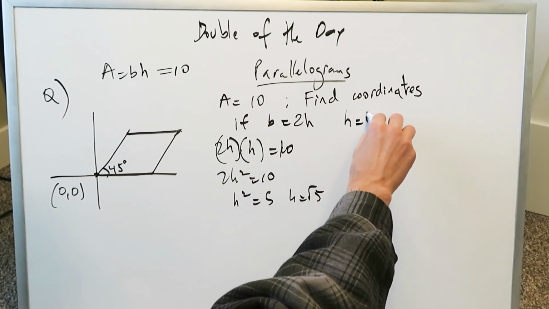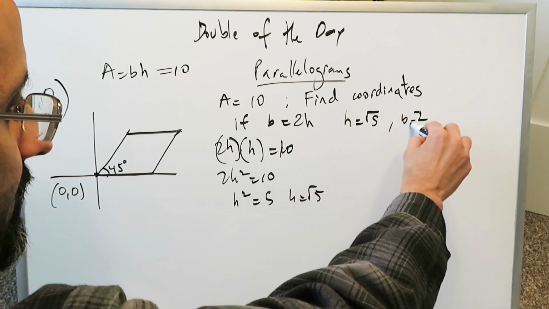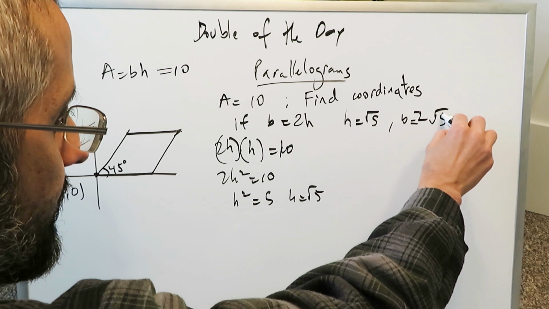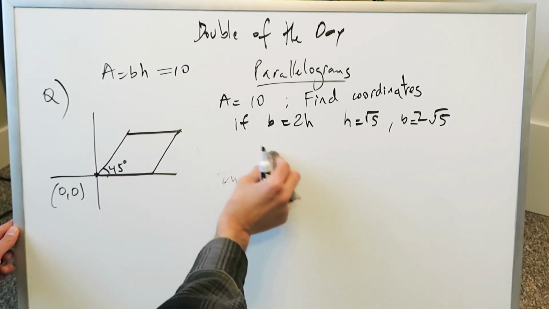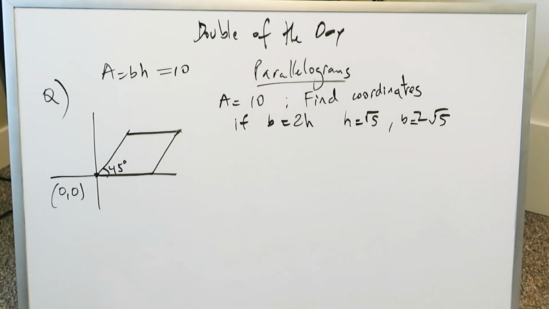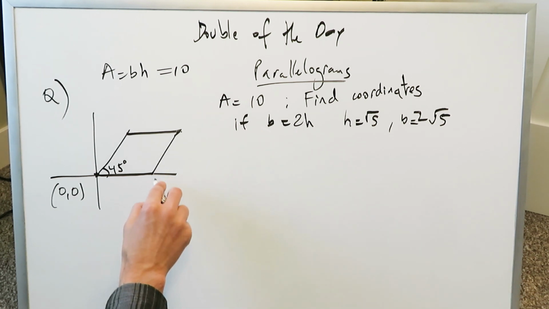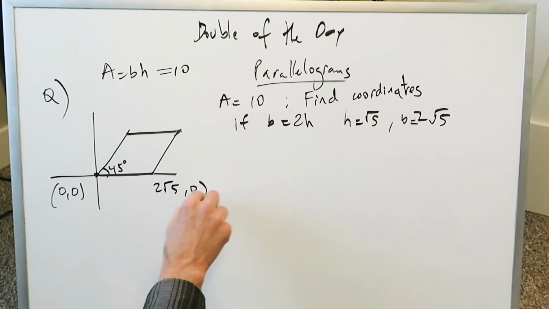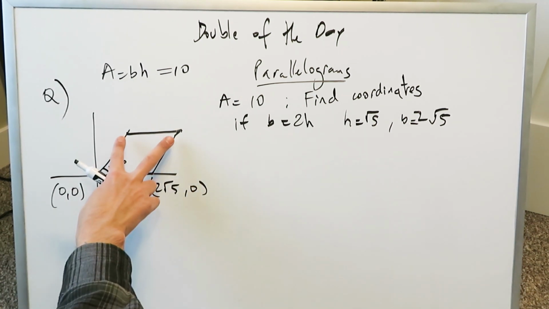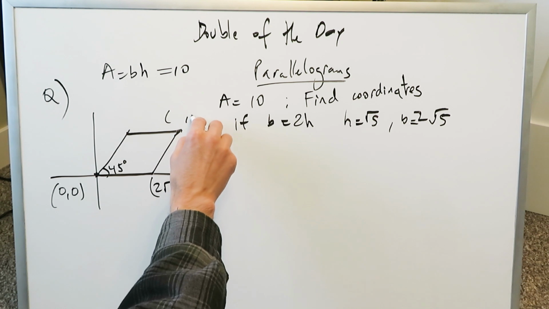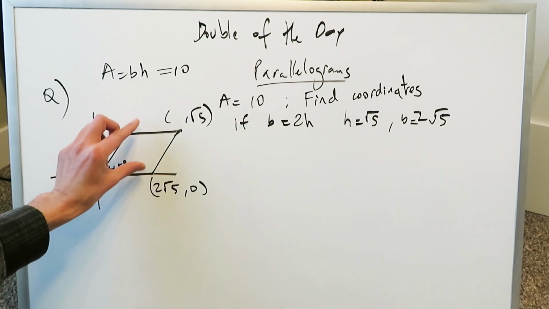If h is equal to root 5 and we know base is equal to twice the height, then base is equal to 2 root 5, and we have the dimensions available to us. And now let's start filling in the coordinates where we can. We know the base is this right here. It's 2 root 5 units, so therefore this must be 2 root 5 comma 0. So that's done. Now we basically have to determine these and this. We know for both of these, in terms of the x and the y, we'll have a root 5 over here because the height is root 5, so everything is root 5 units up.